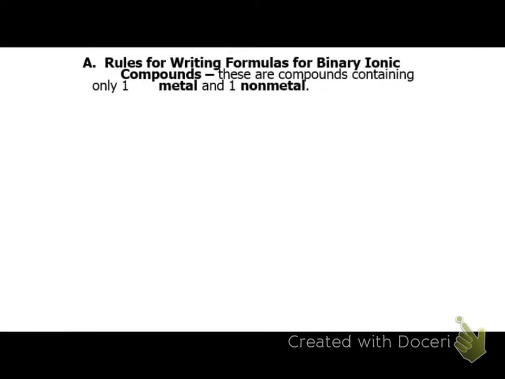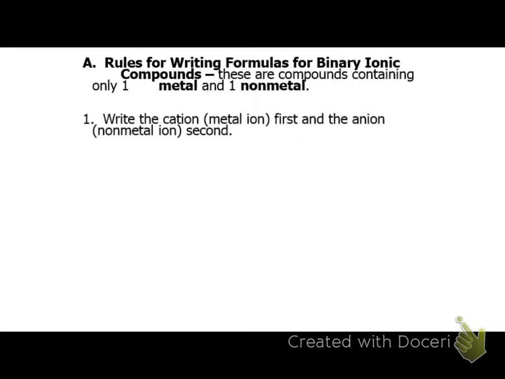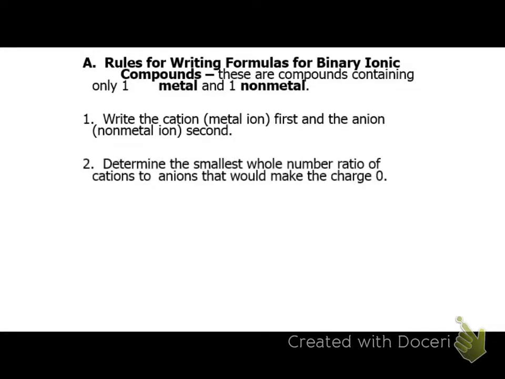For ionic compounds, the first ones we're going to talk about are binary ionic compounds. Those are the ones that are going to be just a metal and a non-metal. When we're writing them, the cation, which is the metal, always comes first, and the anion always comes second. Remember, the cations are positive, and so they will always come first when we're writing the formulas. When we're doing this, we're going to put these together in a way that we determine the smallest whole number ratio of cations to anions that would make the charge be 0.